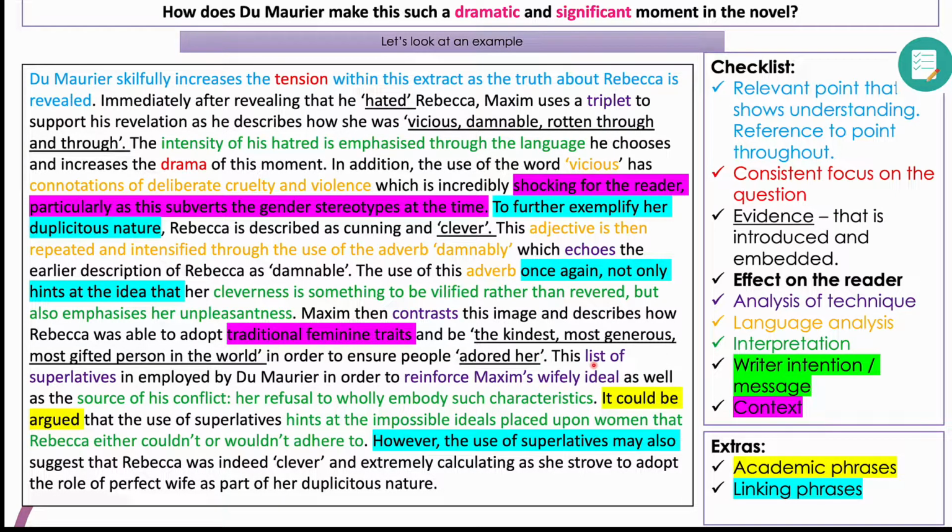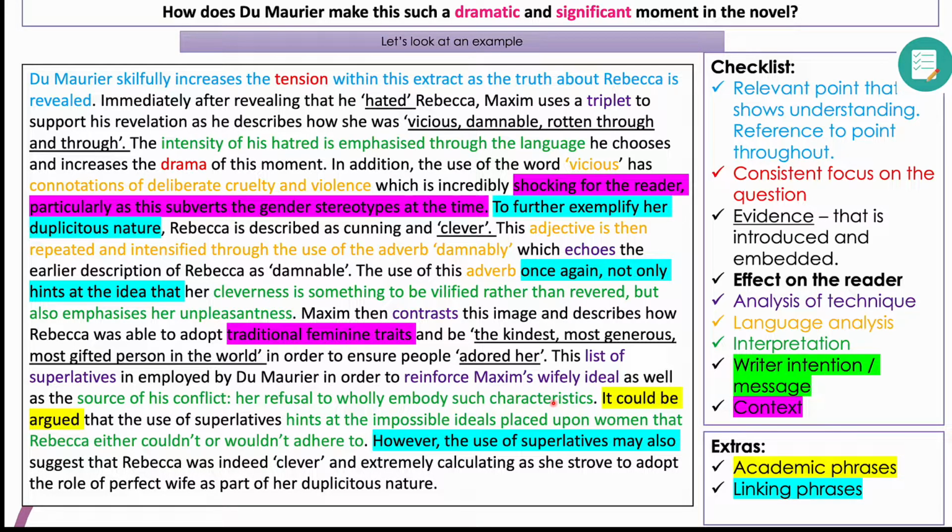This list of superlatives, so again I've gone back to naming the technique, is employed by Du Maurier in order to reinforce Maxim's wifely ideal. So I've analysed this technique as well. I'm saying what it does here, as well as the source of his conflict. Now, if you remember when I did all of my notes on the extract before I even started to plan, I had some of these keywords in there, this idea of his conflict. But this is now also my interpretation of what I think is happening, what I think I'm seeing in this extract. The source of his conflict, her refusal to wholly embody such characteristics.